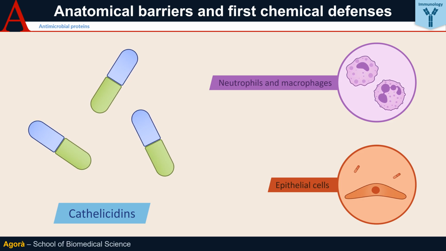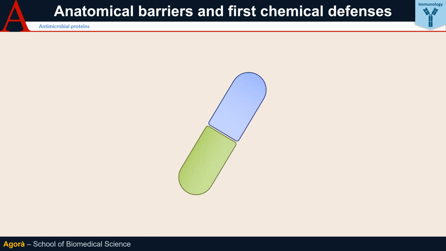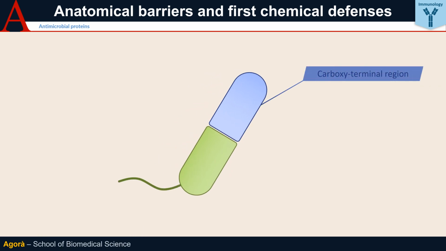In neutrophils, cathelicidins are contained in secondary granules in an inactive form and are activated only upon fusion with phagosomes via neutrophil elastase. Structurally, cathelicidins include a C-terminal region made up of an amphipathic peptide that disrupts membranes and an N-terminal region whose role remains unclear.